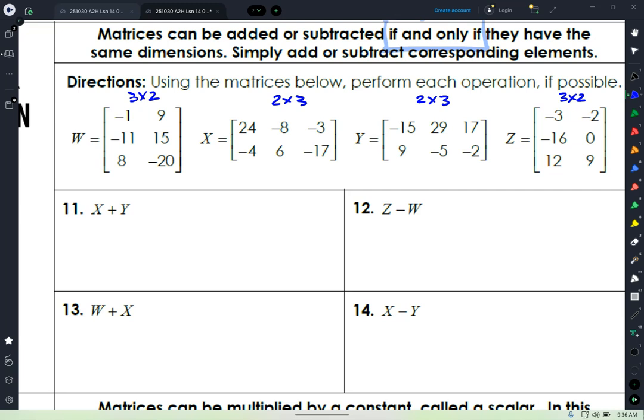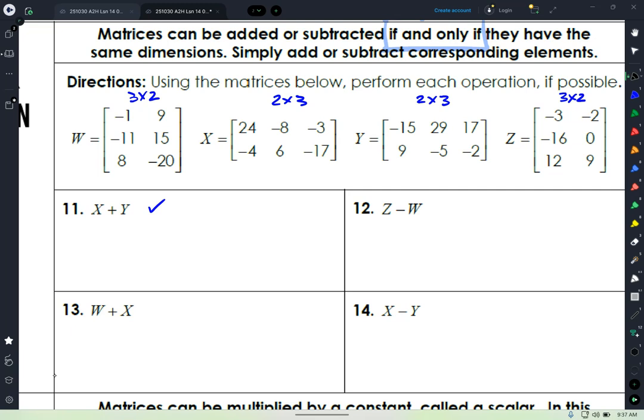Why can we do that? Because they're both 2 by 3 matrices, so I'm going to put a little check mark just to make sure that I can do that. All right, now, when I do that, I'm going to add the corresponding elements. When you're writing matrices down on paper or showing your work, I do want you to use the bracket notation, okay? So let's set this up here.